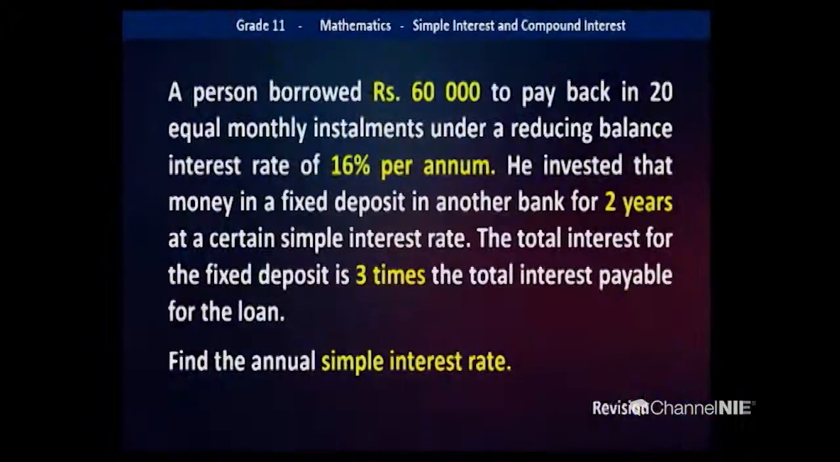A person borrowed 60,000 to pay back in 20 equal monthly installments under a reducing balance interest rate of 16% per annum. He invested that money in a fixed deposit in another bank for 2 years at a certain simple interest rate. Now he obtained a loan and invested in another place. The total interest for the fixed deposit is 3 times the total interest payable for the loan. Now there is a combination.